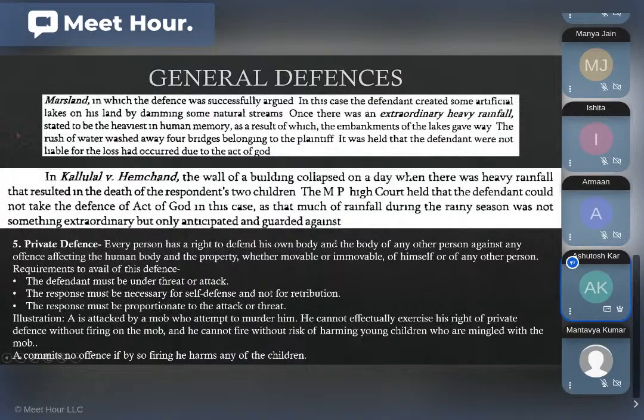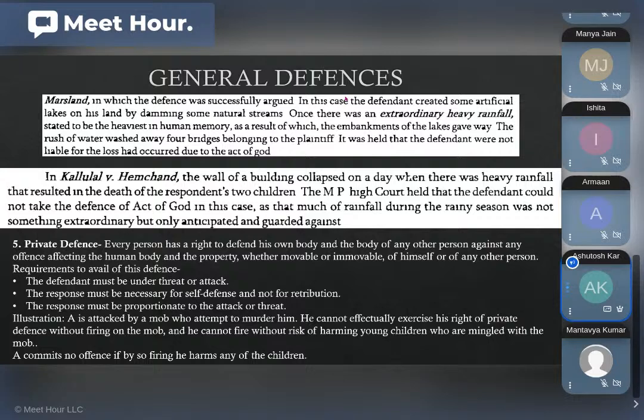We'll understand act of God from two particular examples. So this is the case. The case is something versus Marsland, in which the defense was successfully argued. In this, the defendant created some artificial lakes on his land by damming some natural streams. Defendant ने क्या किया? कहीं कहीं जगह पे streams जा रही थी, वहां पे dams construct करके एक खुद के land पे artificial lakes बना लिया.